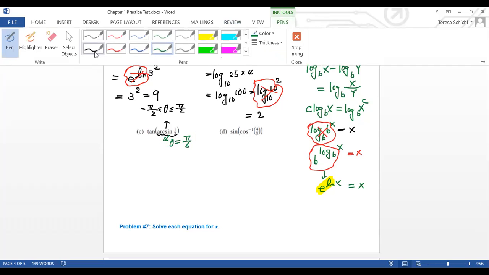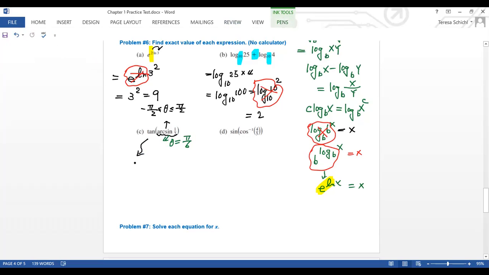So now this will be equal to tangent pi over 6. What is the tangent of pi over 6? The tangent of pi over 6 is equal to 1 over square root of 3. Or if you want to rationalize a little bit, it's square root of 3 over 3. Okay, so this is how we use the arctangent properties here.